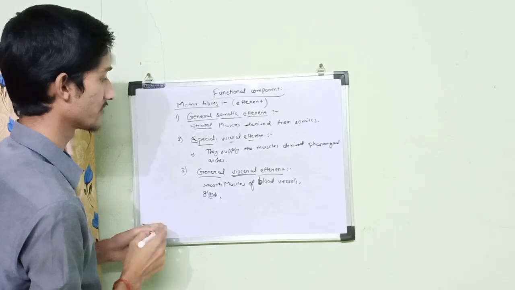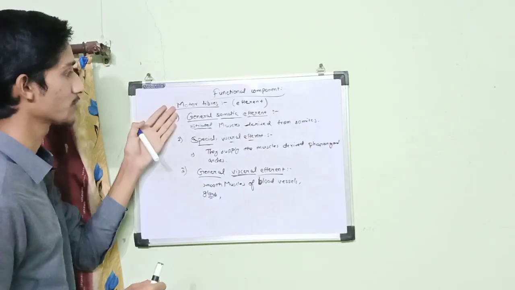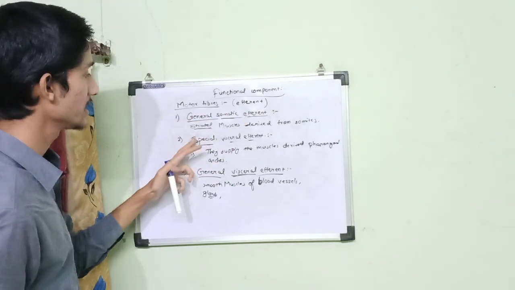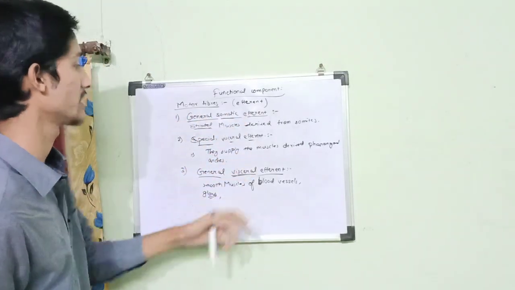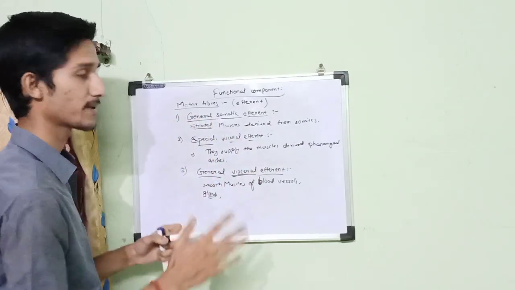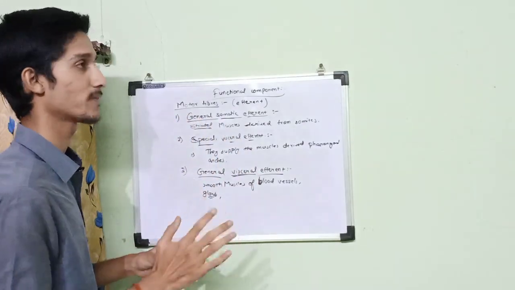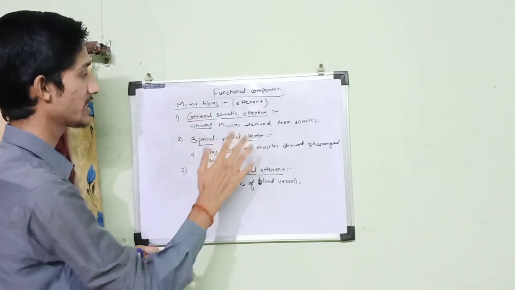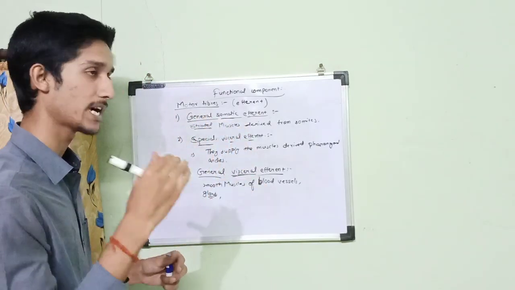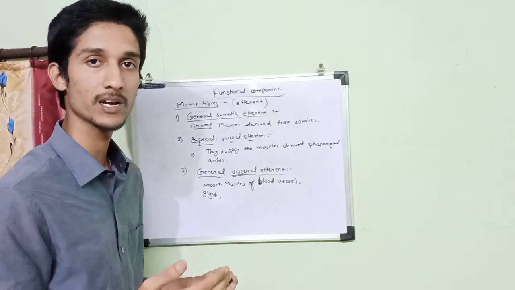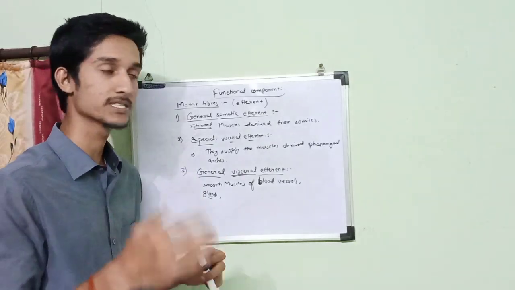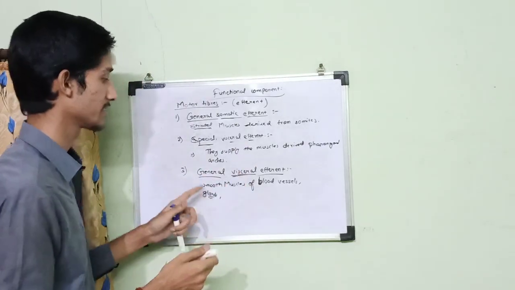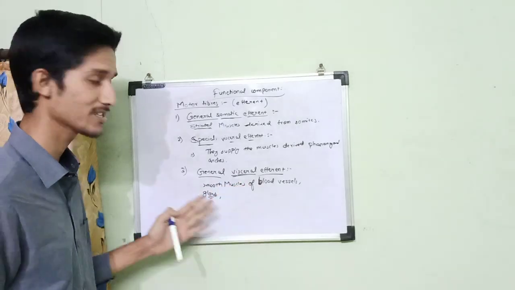General visceral efferent fibers. So for motor fibers, we generally have 3 types of functional components: general somatic efferent fibers, special visceral efferent fibers, general visceral efferent fibers. The general somatic efferent fibers supply the striated muscles derived from somites. These things you have to remember, you have to memorize it. Special visceral efferent fibers are going to supply the muscles derived from the mesoderm of pharyngeal arches, and the general visceral efferent fibers are going to supply the smooth muscles of blood vessels or the glands.